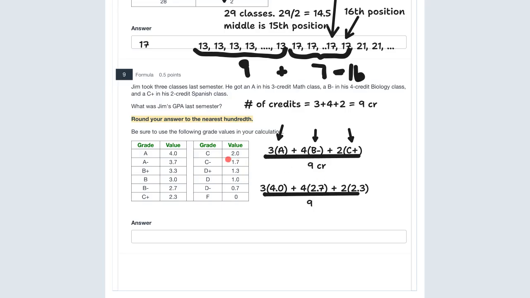Now this is a GPA. It better fall between the highest and lowest grades. The highest grade's an A, the lowest grade's a C plus. So my GPA better be between 4 and 2.3. So I'm going to grab my calculator off on the side here, clear it all out. Do 3 times 4.0 plus 4 times 2.7 plus 2 times 2.3.